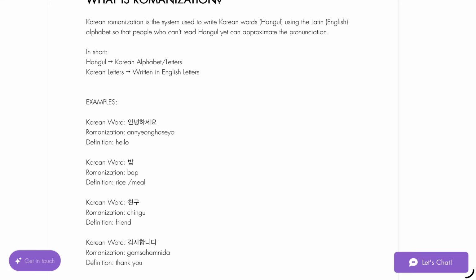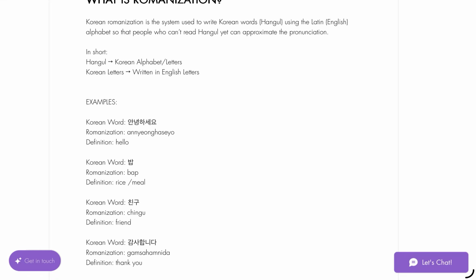So, Romanization, you can kind of see the first few letters, Roman, the Roman alphabet. It's the system used to write Korean words, known as Hangul, in the Latin or English alphabet so that even if you can't read Hangul yet, you'll be able to get a sense of how it should be pronounced or said. So, Hangul is the Korean alphabet, Korean letters, and Romanization is Korean written in English letters. That's basically what Romanization is.